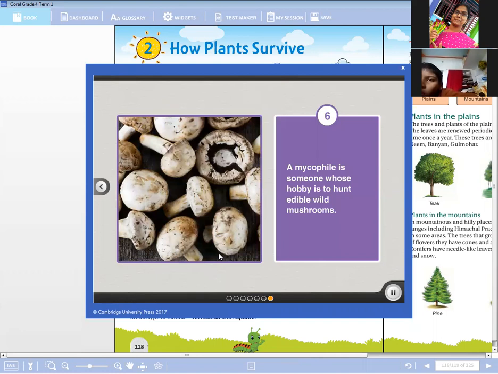These are also a kind of plants. You definitely love them. These are mushrooms. Yes or no? You love to eat mushrooms, no? Yes, this is also a kind of plant which is not at all green in color. 0% chlorophyll will be there in these, children. They can't prepare their food. They always depend on other sources of food.